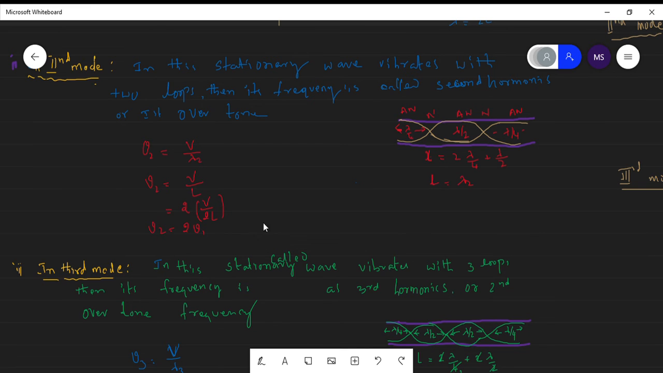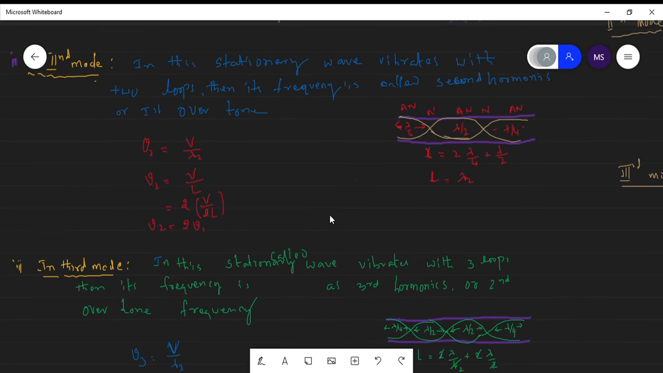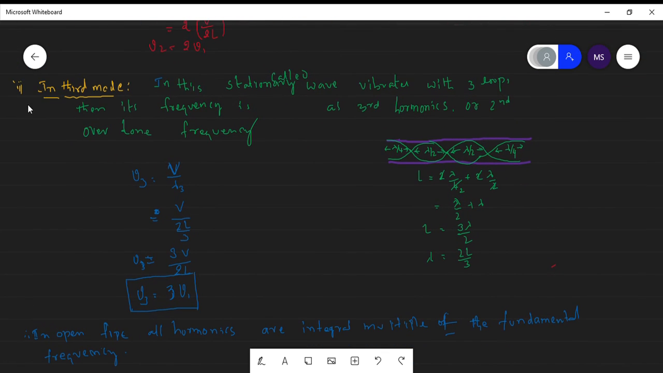Similarly, in the third mode, this is the pipe. There is no change in the length of the pipe. Here two complete loops are formed. This is the entering wave and this is the reflecting wave. Two complete loops are formed: one complete and two half loops.